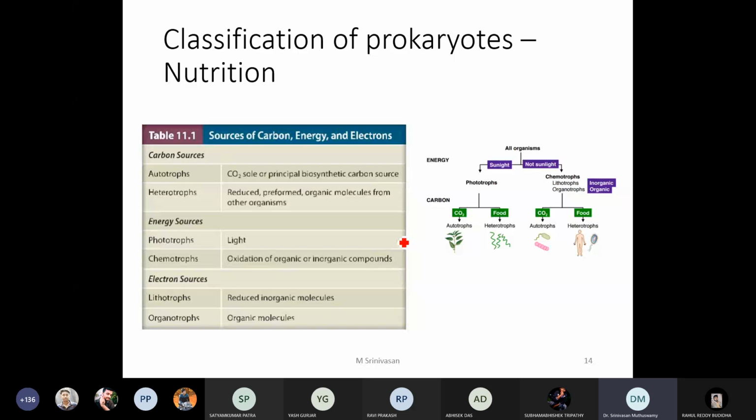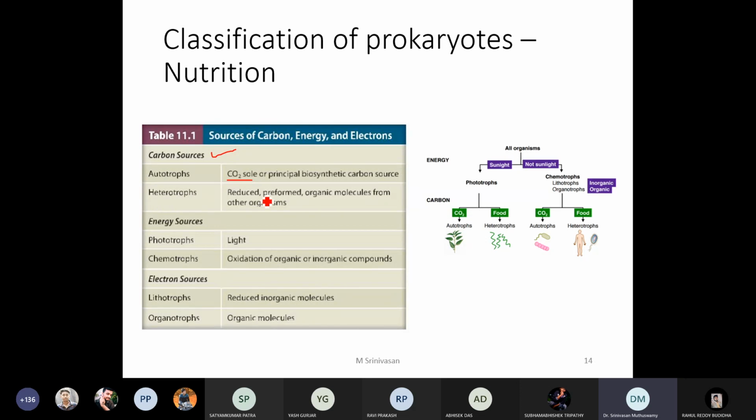And now, based upon nutrition, how bacteria are able to synthesize their own food, we have different classes. If you look at nutrition, there are three important essential nutritional requirements for bacteria. First one is the carbon source. What is the source of carbon for the bacteria? If the bacteria can utilize the CO2 present in the atmosphere, they are called autotrophs, because they do not rely on other organisms for the carbon source. So if they use atmospheric CO2, they are called autotrophs, like plants.